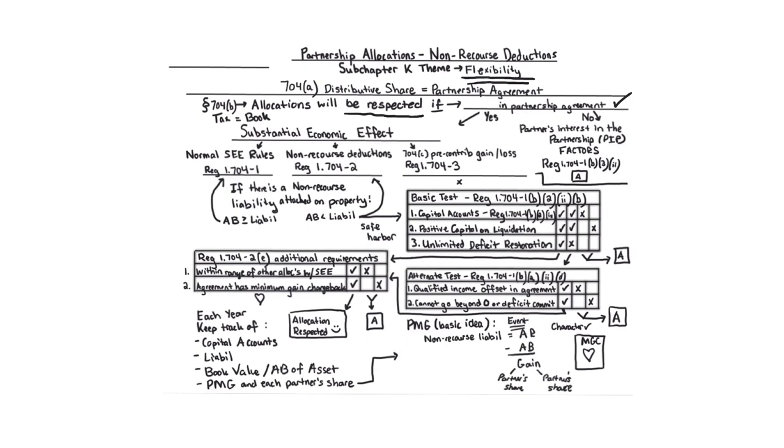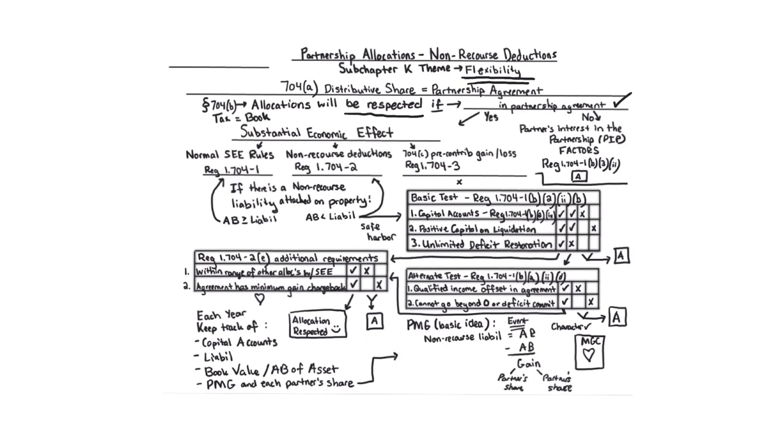Well, we're told what the allocations are for income, gain, loss, other than non-recourse deduction in different situations, as well as non-recourse. So we have that in the partnership agreement. If we didn't, we'd have the partner's interest in the partnership rule, which factors, which we'll talk more about in a moment.